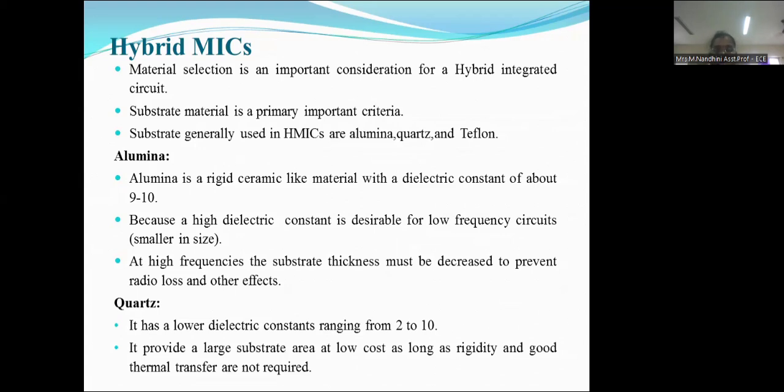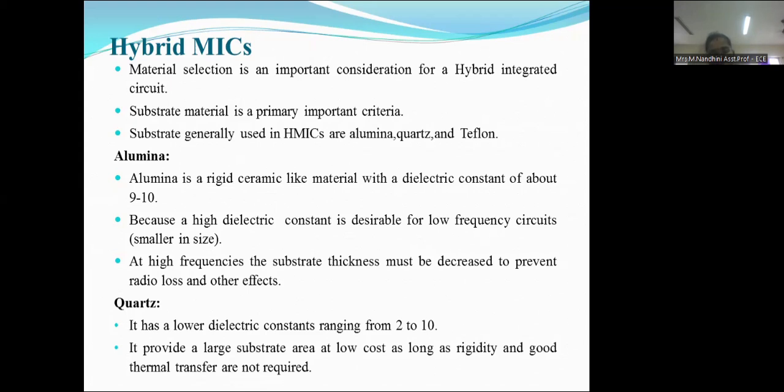Material selection is an important consideration for hybrid integrated circuits. Let's discuss HMIC. In HMIC, material selection is a very important parameter, and the substrate material is the primary criterion. Substrate materials generally used are alumina, quartz, and Teflon. First, alumina. We know that alumina is a compound material of aluminum. It is a rigid ceramic material with a dielectric constant of about 9 to 10.